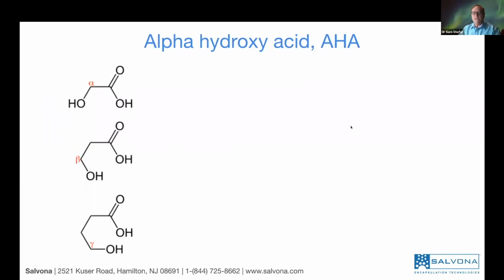Now, how do we exfoliate? The typical functional ingredients that are available are the alpha hydroxy acids. You see here in this structure, this is the carboxylic group. Alpha means that the hydroxyl group is on the first carbon. Beta hydroxy means the second carbon. Gamma is the third carbon. This is just the chemistry to bring you up to date.